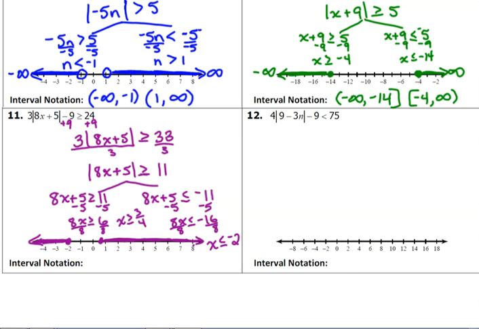So I stopped my shading here when I was doing the 3/4 just in case my other answer was on the other side of that. In case you're wondering what I was doing there, it's just a little precaution. So from negative infinity to negative 2, anything in between there will satisfy that inequality. And from 3/4 to positive infinity.